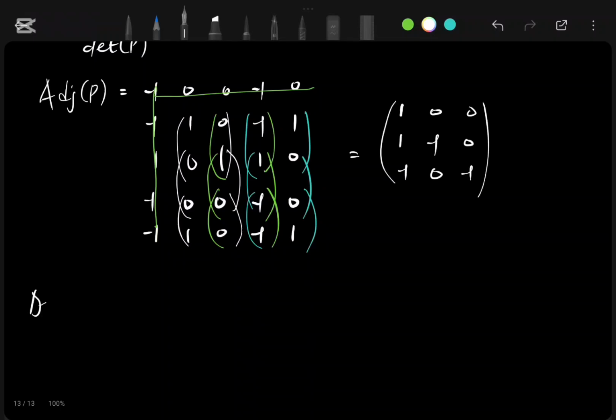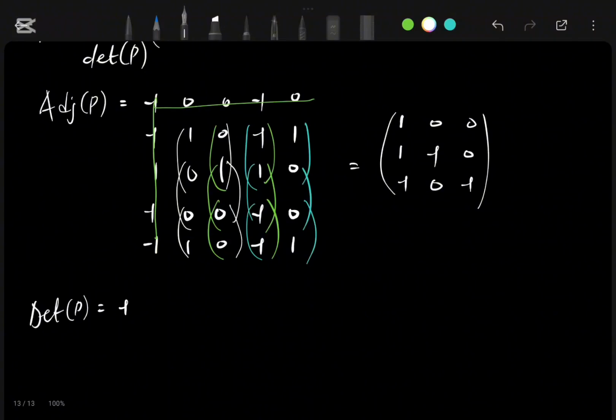And we find the determinant of P: minus 1 into bracket, 1 times 1 minus 0 times 0. And the rest are all zeros. We have plus 0 plus 0. We have minus 1 as our determinant for P.